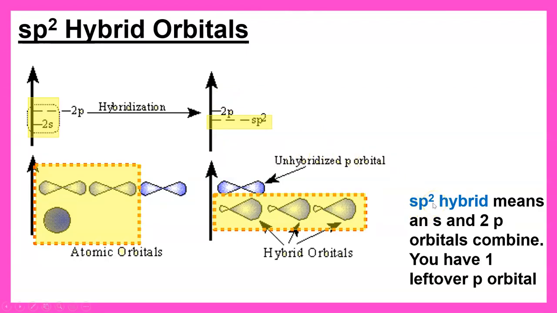sp2 tells me I had an s orbital and two p orbitals. This can now make three bonds. You have three things attached to your center atom, so it can make three bonds with these three hybrid orbitals.